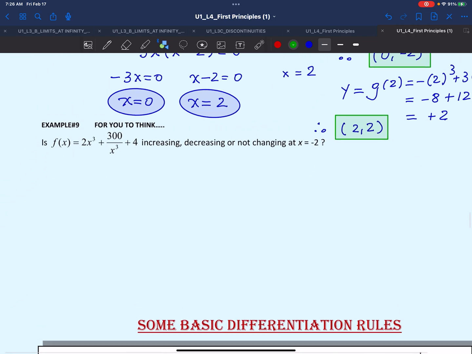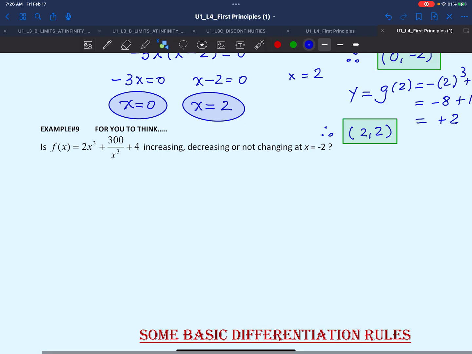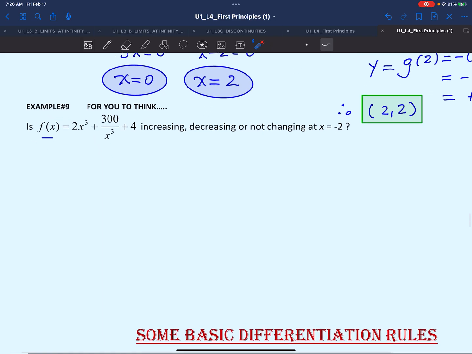So in the next example, which is the last example for this lesson, we are asked to determine whether the function f of x equals 2x cubed plus 300 over x cubed plus 4 is increasing, decreasing, or not changing at x equals negative 2. So recall that when we graph any function, and I'm going to take here as an example a curved line, some polynomial function, I would say. This is not a polynomial function, by the way. This is a rational function.